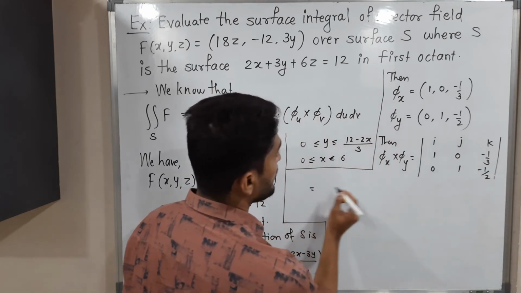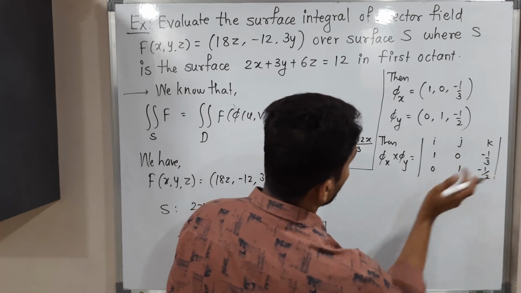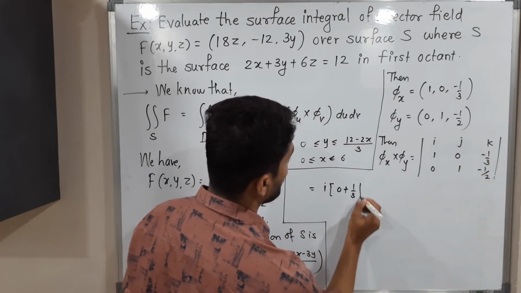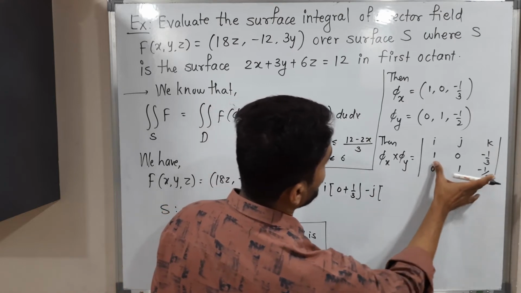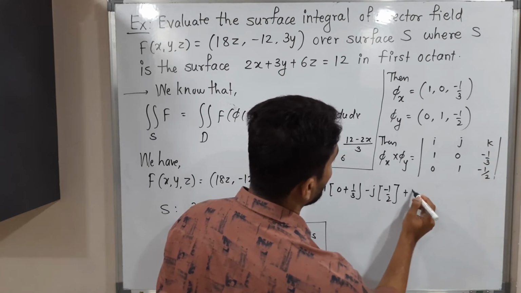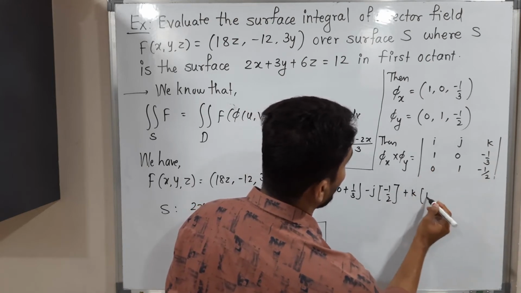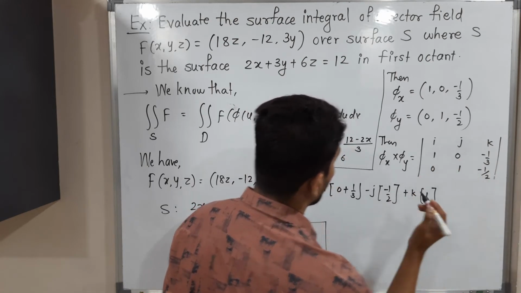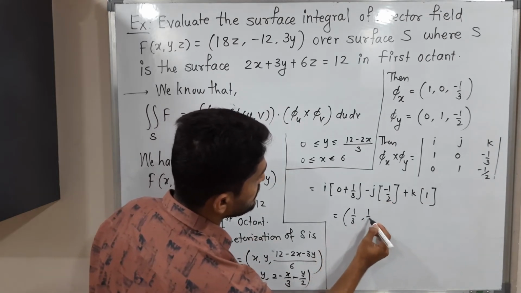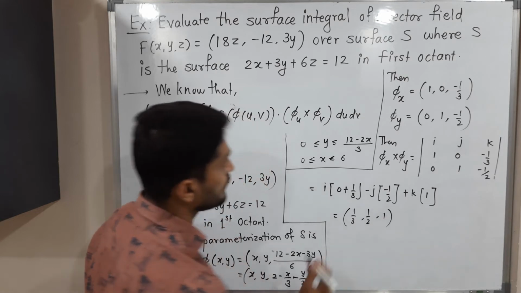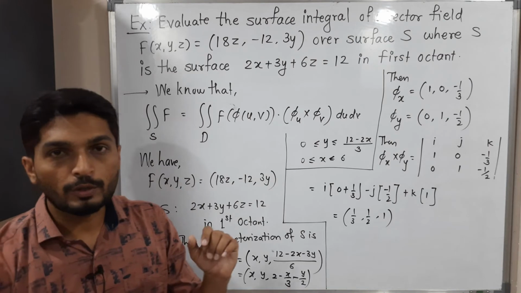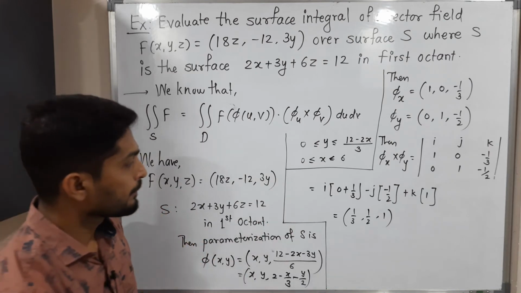So let us solve this determinant. i, product of these two, 0, minus product of these two, minus plus 1 by 3, minus j, product of these two, minus 1 by 2, product of these two, 0, I will not write that thing, plus k, product of these two, 1, and 0 into 0, 0. So it will be 1 by 3, minus plus 1 by 2, and 1. So this is the value of the cross product. After that we have to find its value also, and then we will take the dot product.